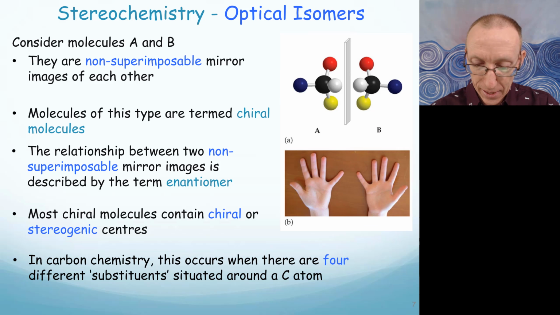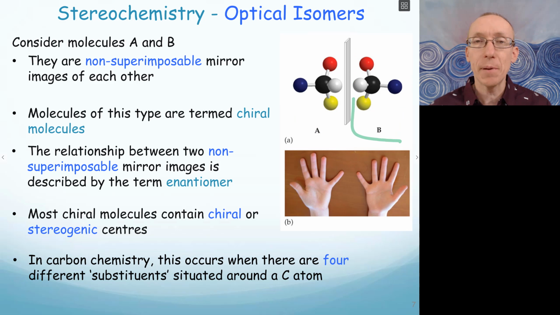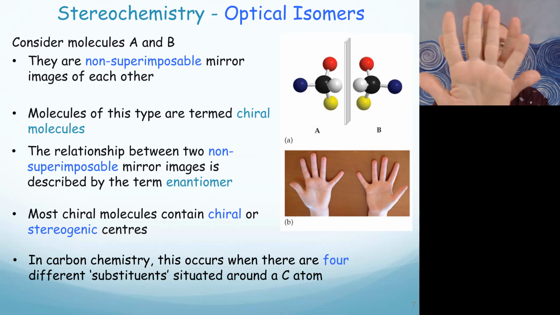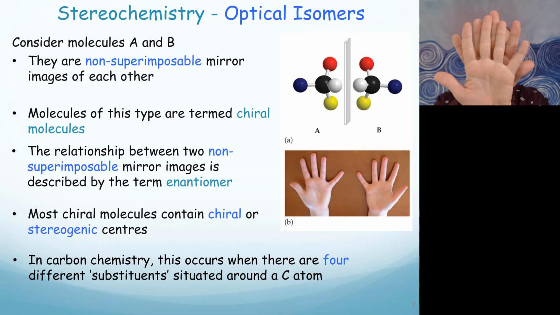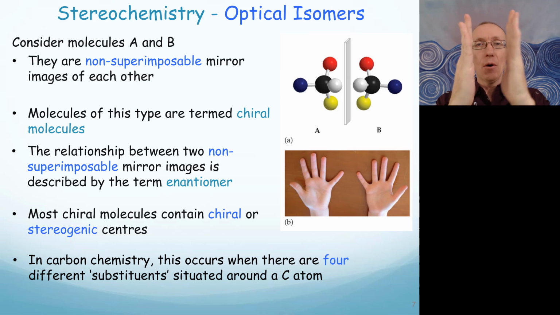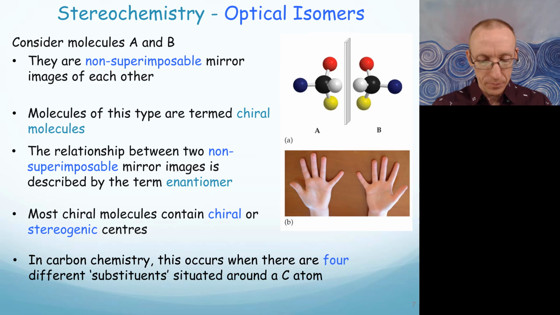So molecules A and B here are mirror images of each other, but they're special mirror images. They're mirror images that aren't superimposable. And one of the classic examples of an object in everyday life that is a non-superimposable mirror image of its counterpart is your left hand versus your right hand. So your two hands are mirror images of each other, but they're not superimposable. In other words, I can't put one on top of the other and end up with them both being the same. However, they are mirror images of each other.